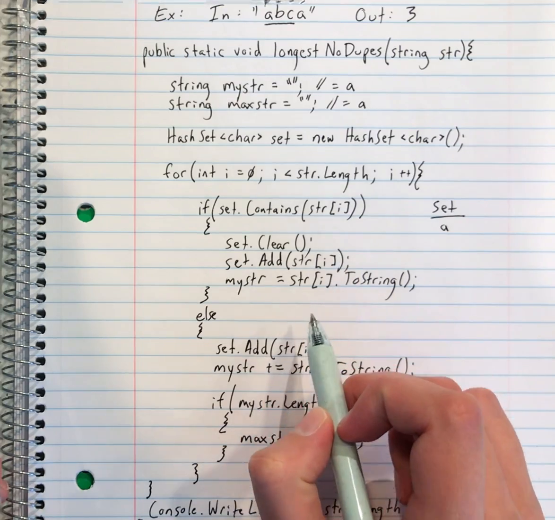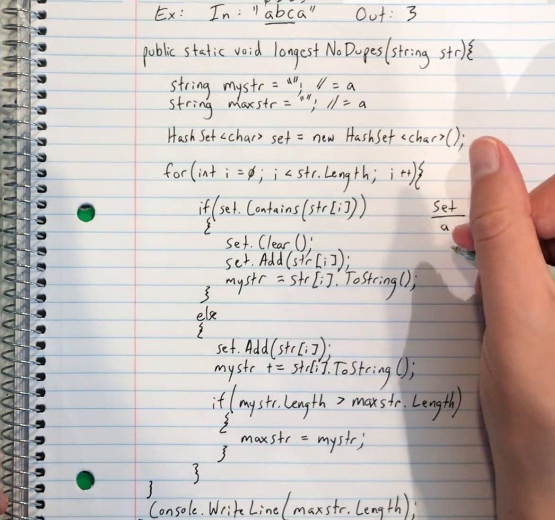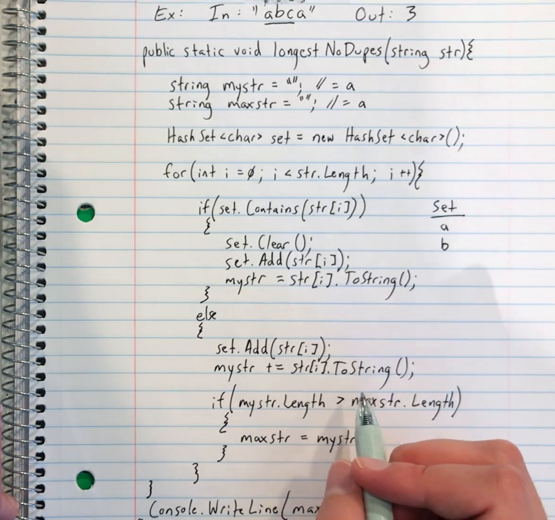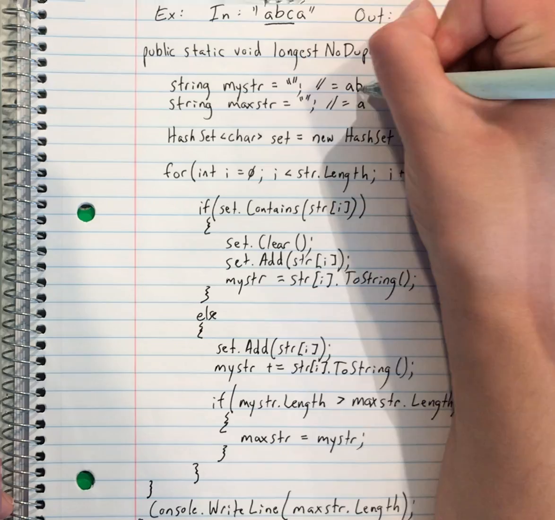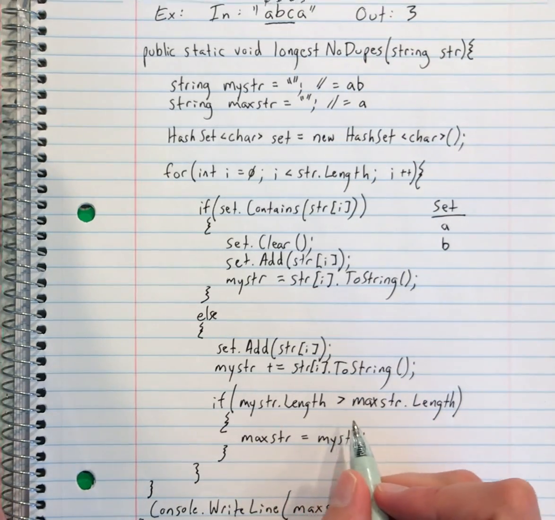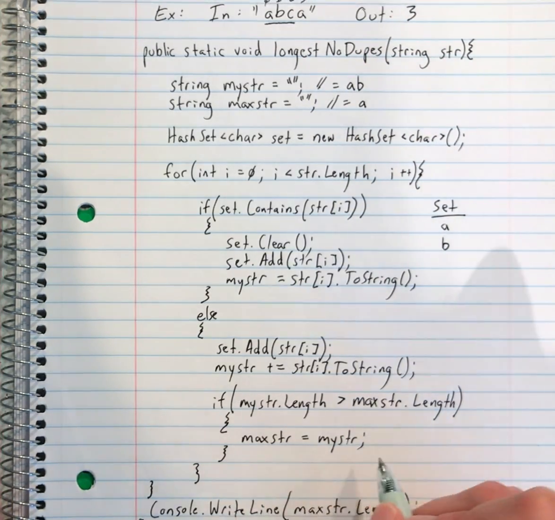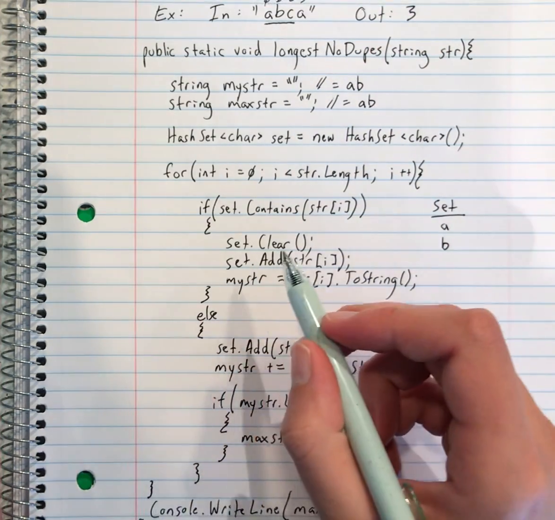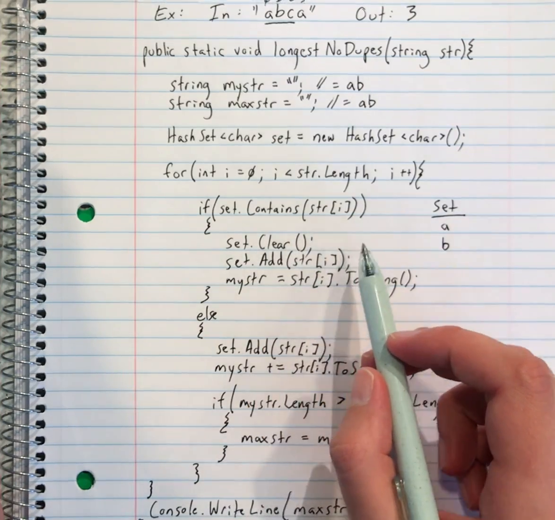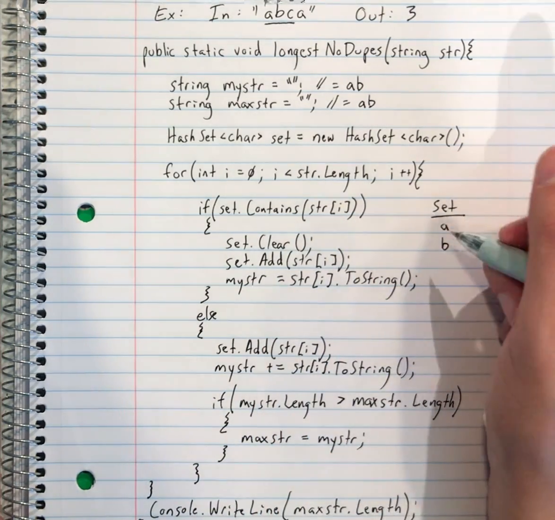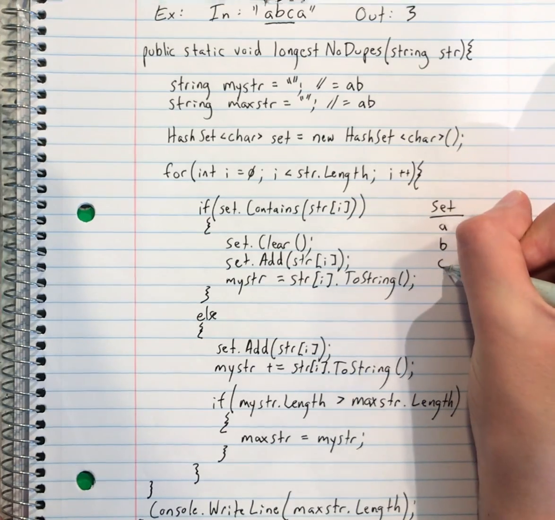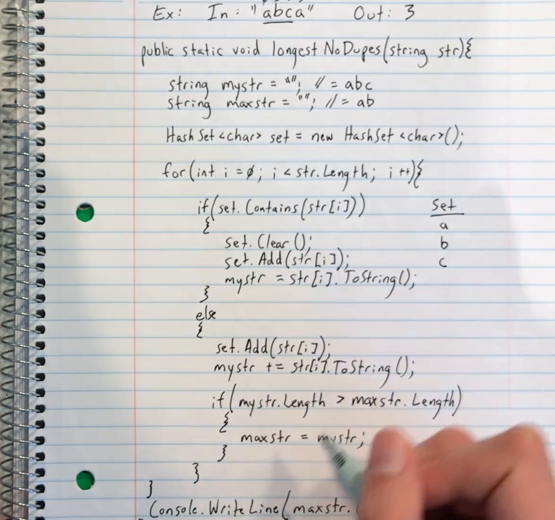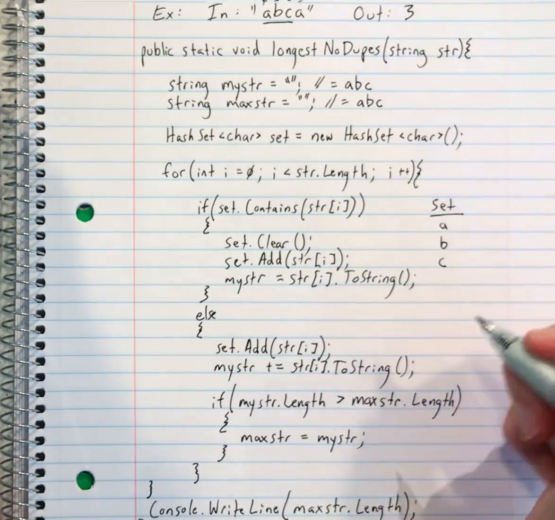If set.contains, it does not. Else set.add, B goes into the set. My string is my string plus the ith element, so my string gets updated to be AB. My string.length is greater than max string.length. Max string gets updated to my string. Moving on, I equals 2. If set.contains, it does not. Else set.add. Okay, so C gets added to our set. My string is now ABC. Max string is updated to ABC.